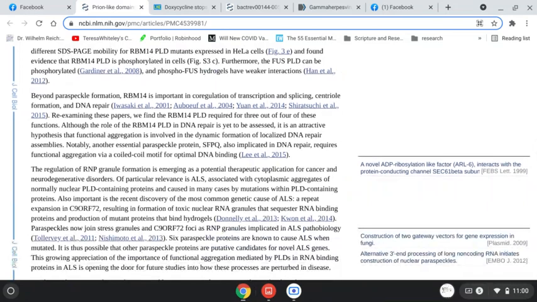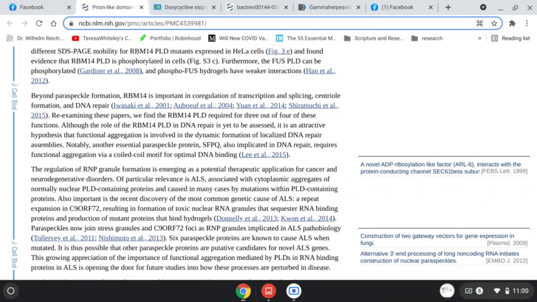Beyond paraspeckle formation, RBM14 is important in co-regulation of transcription and splicing, centriole formation, and DNA repair. Re-examining these papers, we find that the RBM14 prion-like domain is required for 3 out of 4 of these functions, although the role of the RBM14 prion-like domain in DNA repair is yet to be assessed.